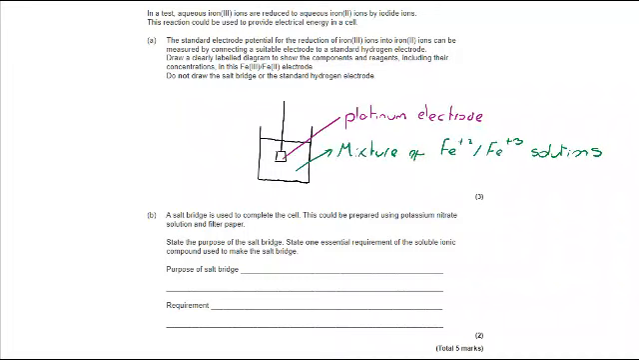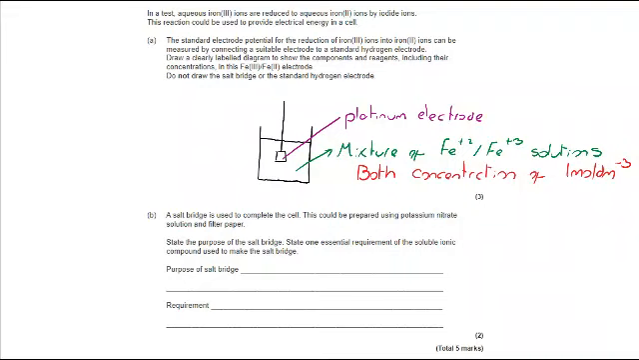We also need to make clear that we have got Fe2+ and Fe3+ solutions in that beaker. We can't just say iron. We've got to recognise that there are 2 types. And then to finish off this section, we need to say that both of those solutions have a concentration of 1 mole per decimetre cubed, because they are the standard solutions for any liquid in any half cell.